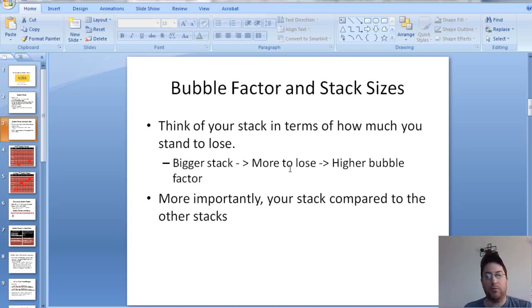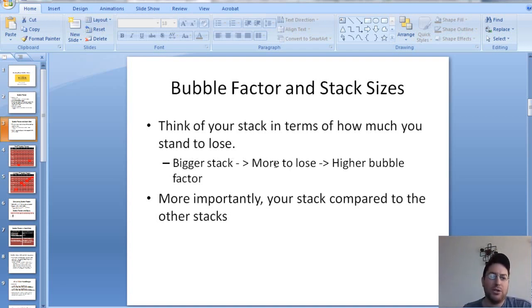But accordingly, you have to compare your stack to the other stacks at the table, and that will really change things. But what we need to do is have a starting point, a basis, and then from that basis, we can adjust the bubble factor up and down based upon several key factors, which we'll get into.